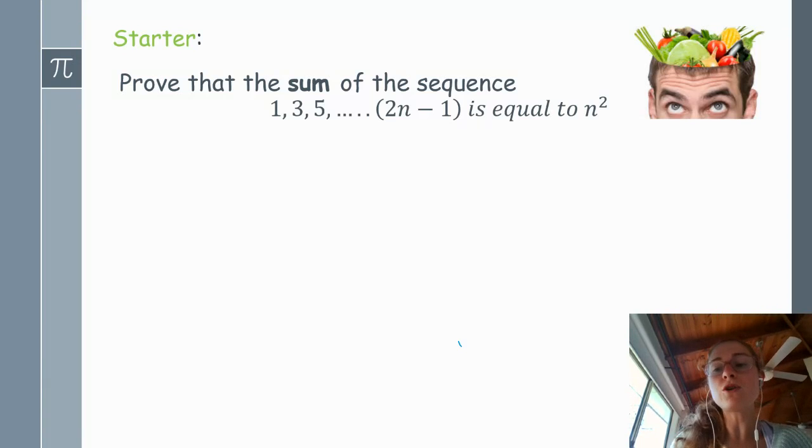Now, I'm not sure why I have a guy and his brain is filled with fruit and vegetables. So we're going to ignore that for now.